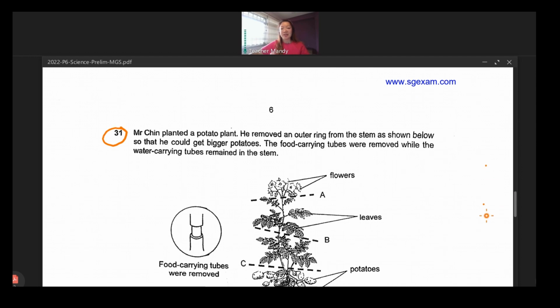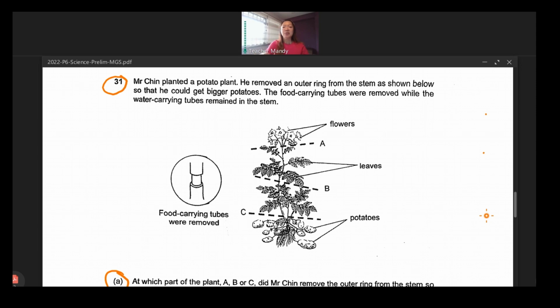Mr. Chin planted a potato plant. He removed an outer ring from the stem as shown below so that he could get bigger potatoes. So please underline these two words. Now we know that in the outer ring, it is actually the food carrying tubes. So as a result, the food carrying tubes were removed while the water carrying tubes remained in the stem. So it is still receiving water.